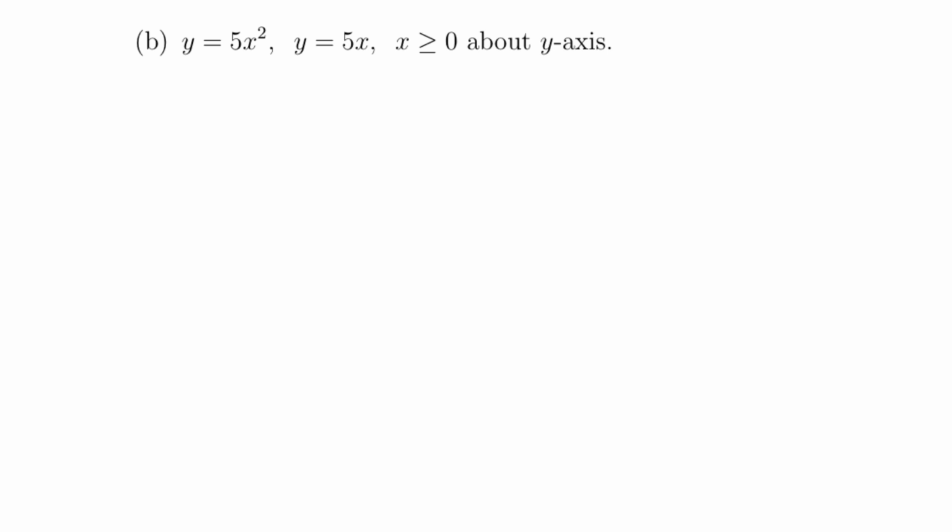We've got y equals 5x squared, y equals 5x, in the first quadrant. That's what x greater than or equal to 0 means. In the first quadrant, go about the y-axis.